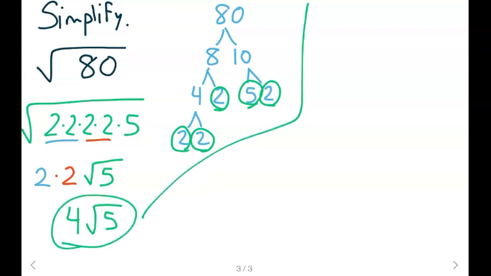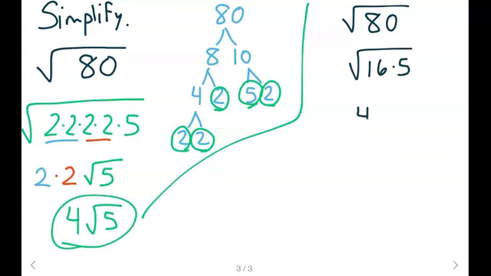Perfect square factor way, going from 80, you would have to recognize that 16 times 5 is 80. Square root of 16 is 4, so 4 square root 5. A little bit harder to pick out 16 as a perfect square factor, so the factor tree might have been a little bit easier on that one. Hopefully this is helping you on your math learning path.